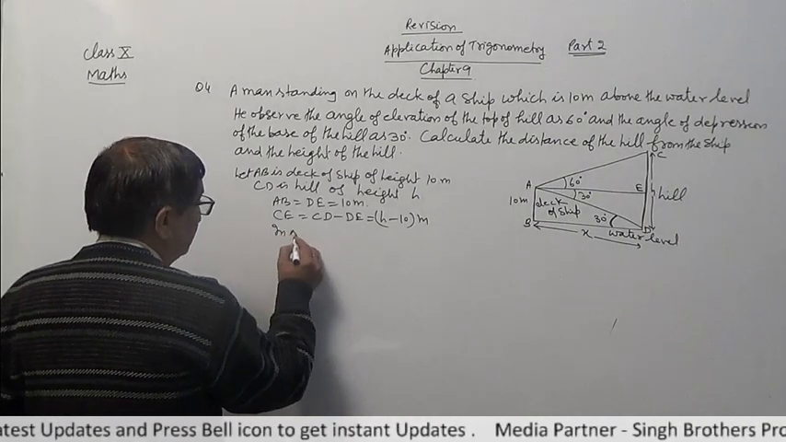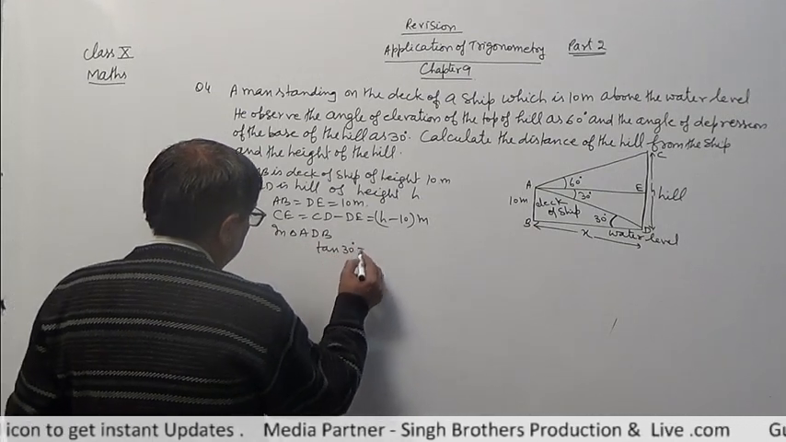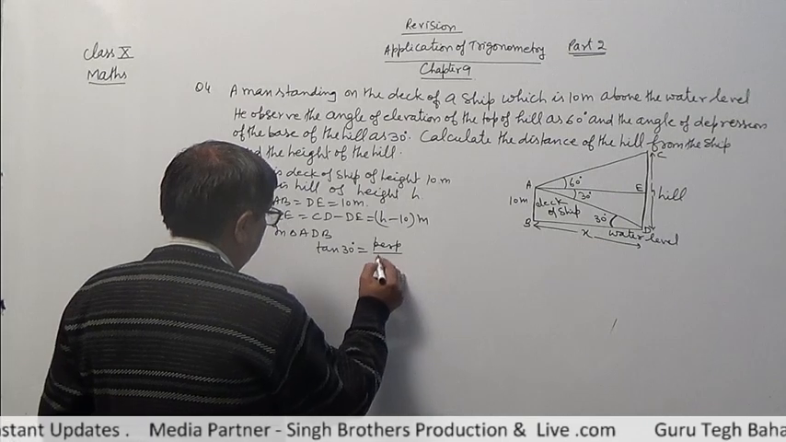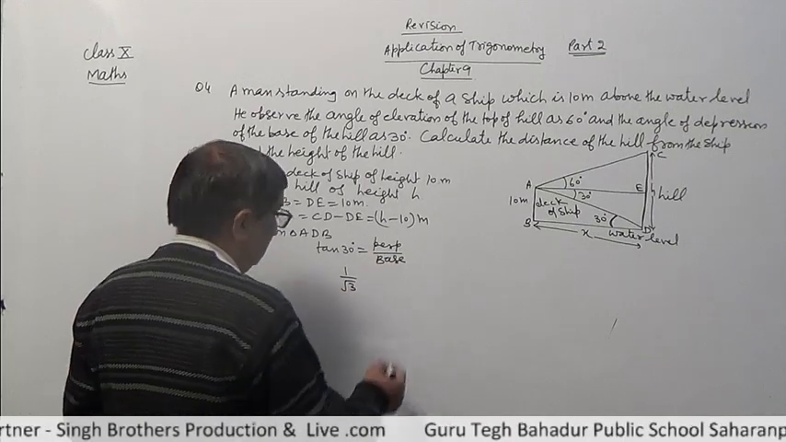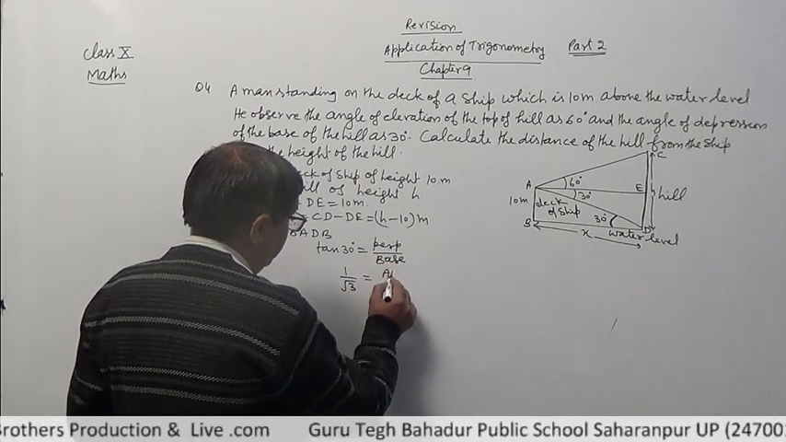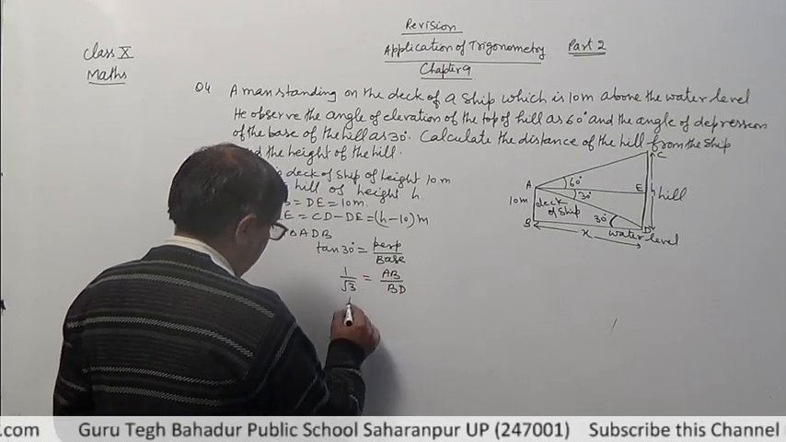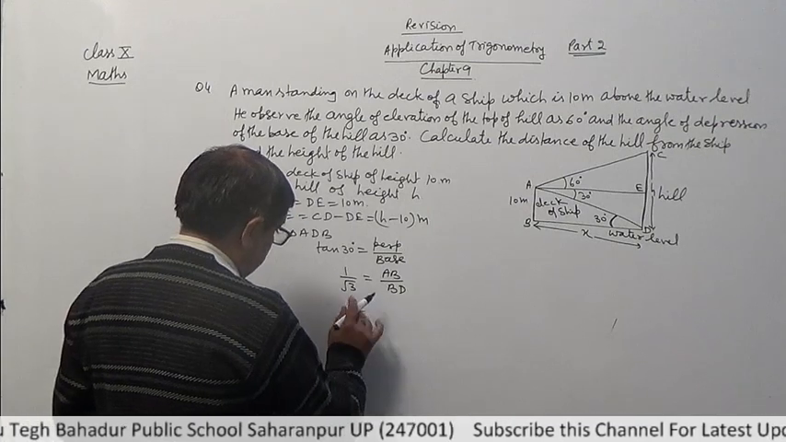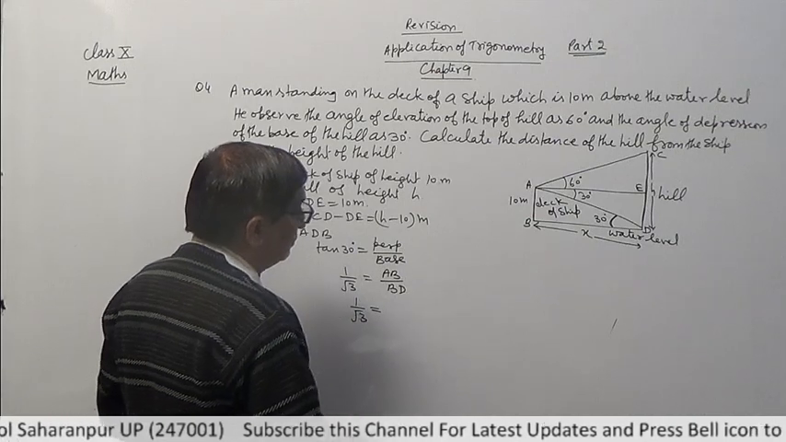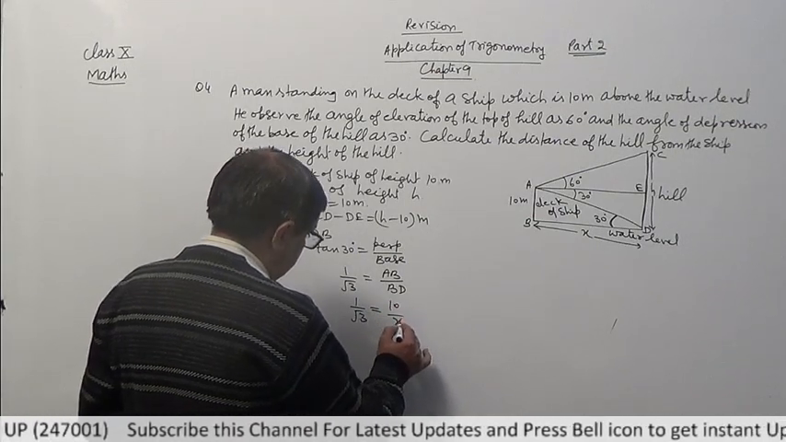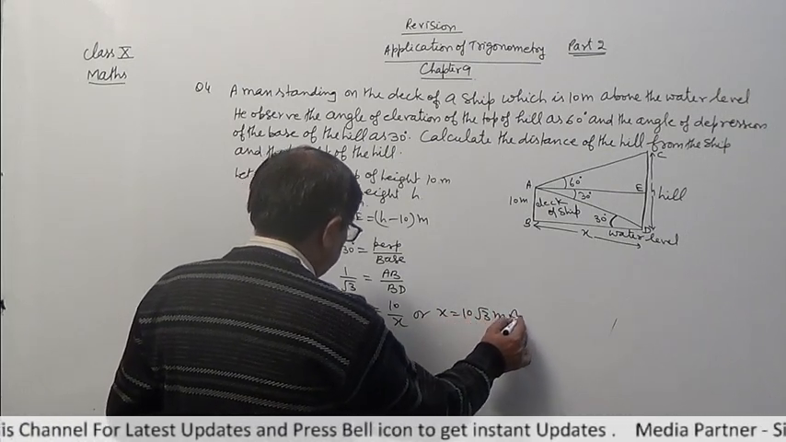So in triangle ADB, tan 30 is perpendicular upon base, 1 upon root 3. Perpendicular is AB, base is BD, so 1 upon root 3 is equal to 10 upon x, or x is equal to 10 root 3 meter. First answer is there.